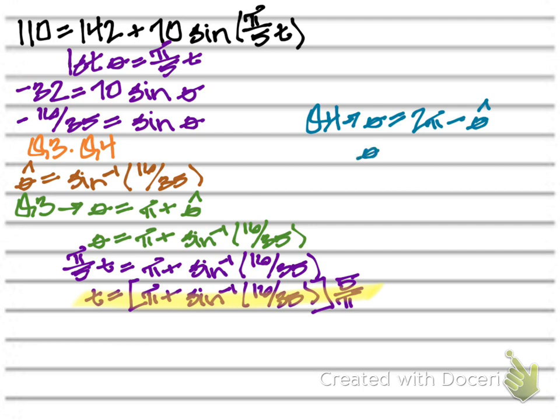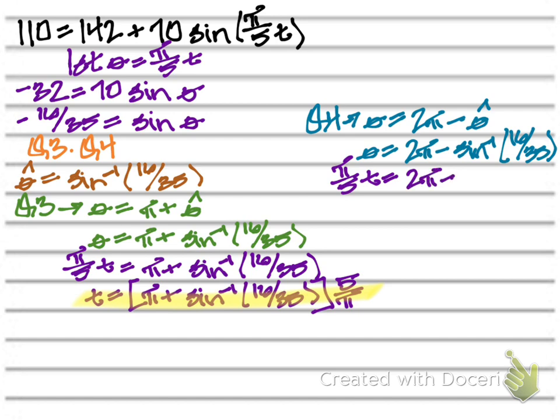So that's 2 pi minus the inverse sine of 16 over 35. So we can go ahead and make the substitution now that if theta is 2 pi minus that inverse sine, then pi over 5t is 2 pi minus the inverse sine of 16 over 35.